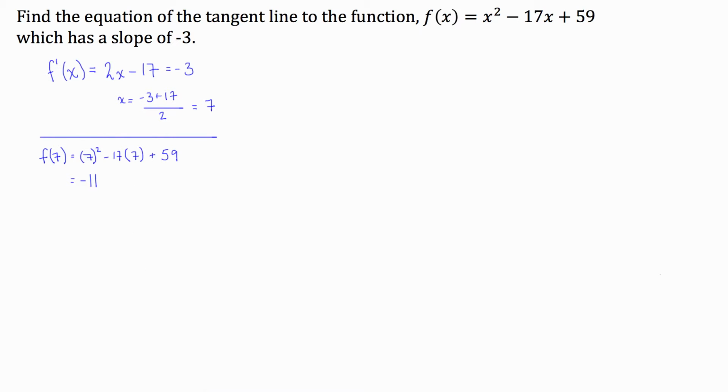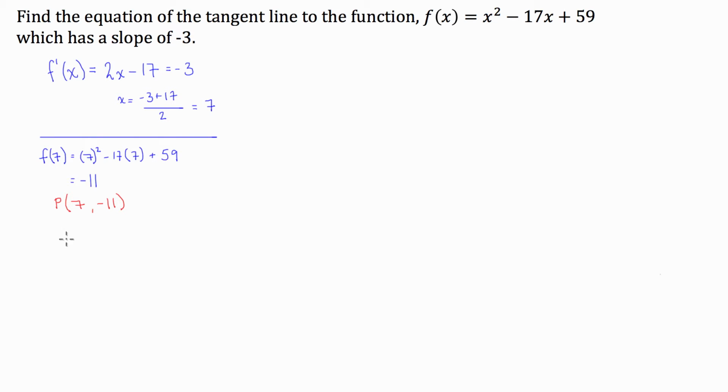Great, so we have a point, the point where the tangent is going to have to brush this quadratic. We'll call it P. The point P has an x coordinate of 7, and the y coordinate is -11. Great.